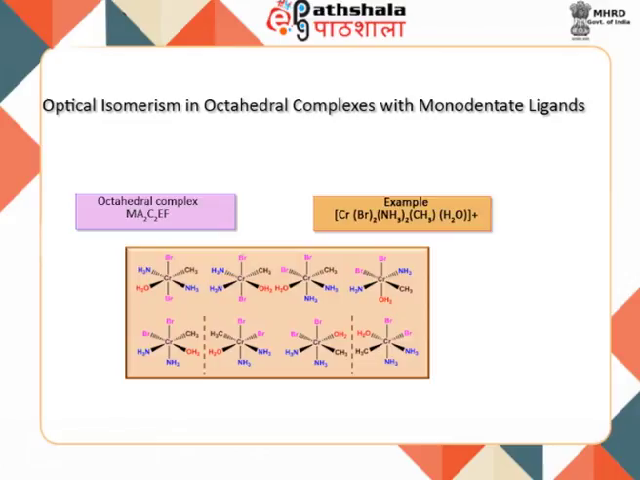Now let us discuss the octahedral complex MA2C2EF. In this complex, there are two sets of identical ligands, that is A and C.